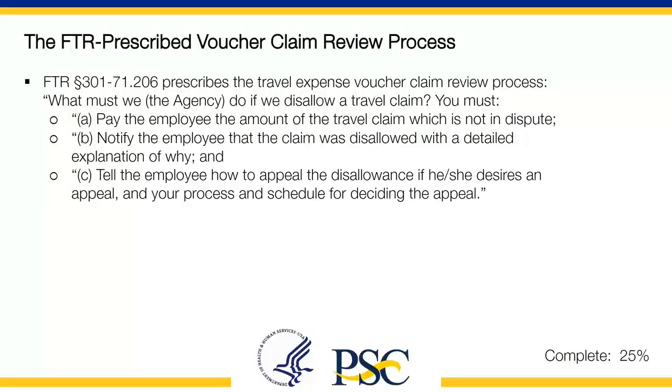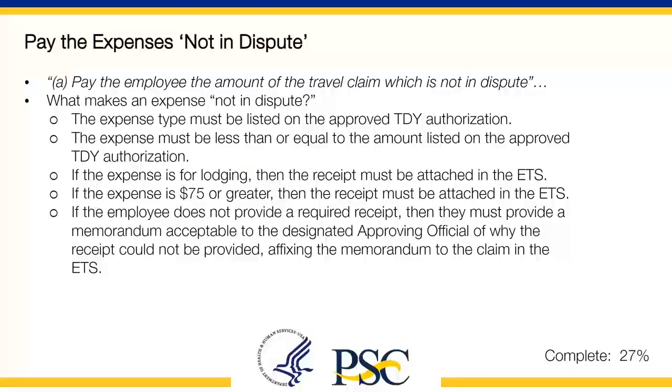What must we, the agency, do if we disallow a travel claim? You must: A. Pay the employee the amount of the travel claim which is not in dispute. B. Notify the employee that the claim was disallowed with a detailed explanation of why, and C. Tell the employee how to appeal the disallowance if he or she desires an appeal, and your process and schedule for deciding the appeal. A. Pay the employee the amount of the travel claim which is not in dispute.